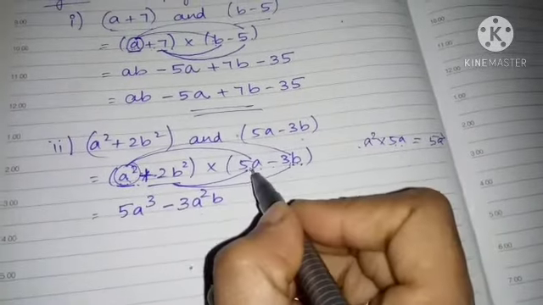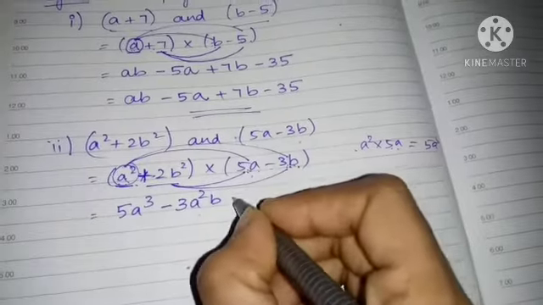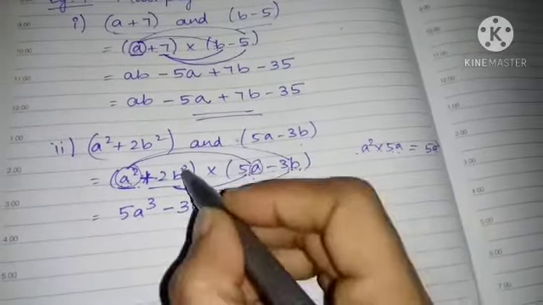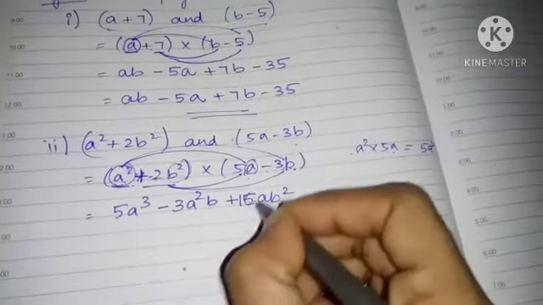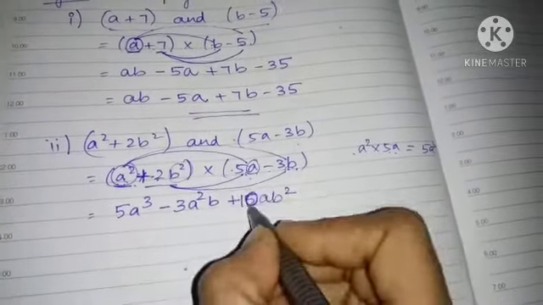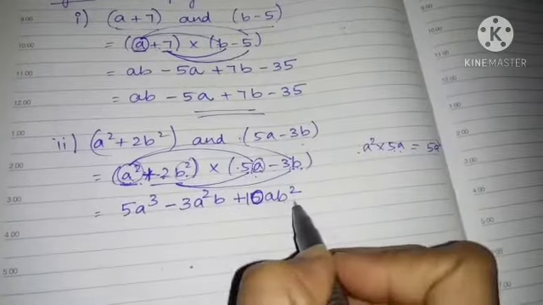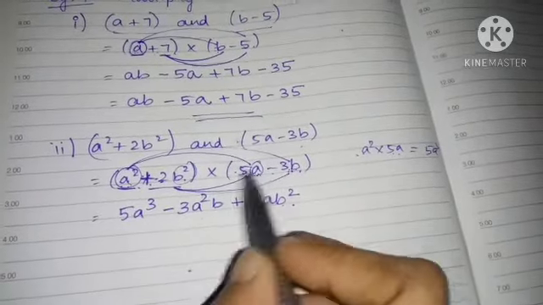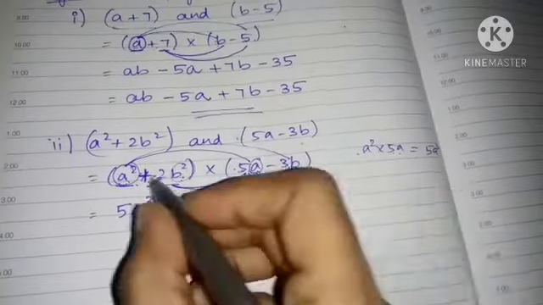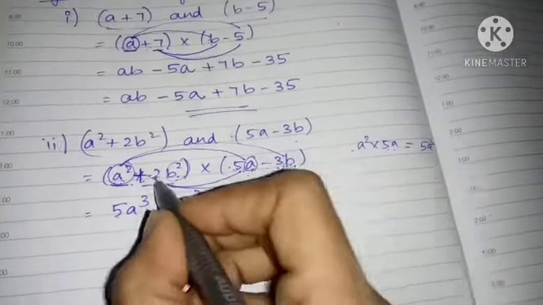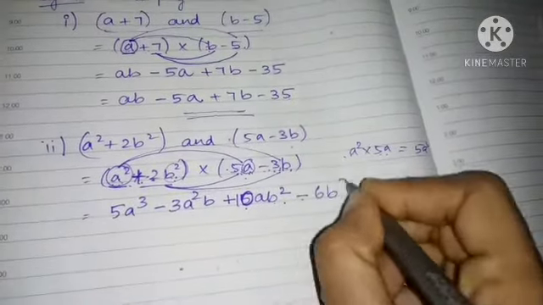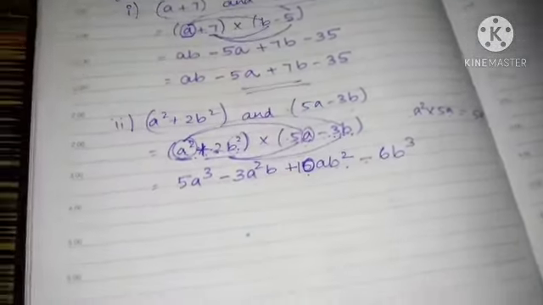Plus 2b square into 5a is how much? Plus 10ab square. Sorry, children, 5 2s are 10. Plus 10ab square. Next, plus into minus is minus. 2 3s are 6. b square into b is b cube. Minus 6b cube.